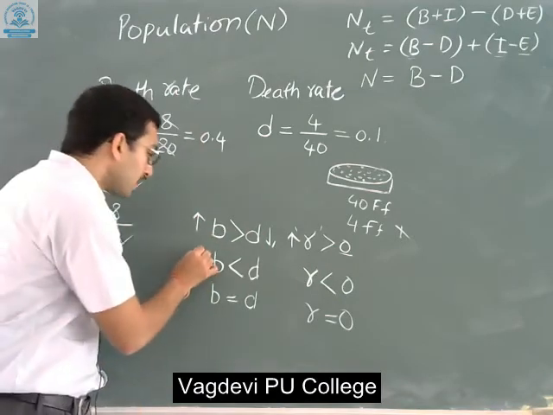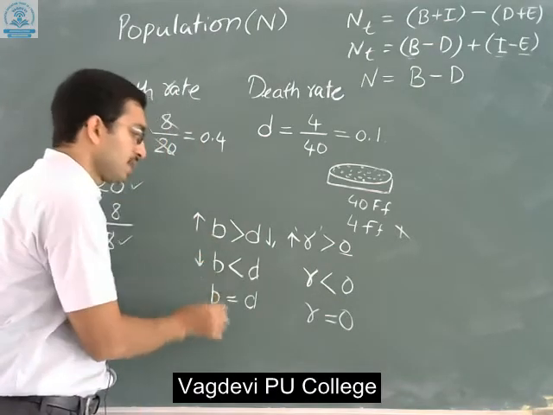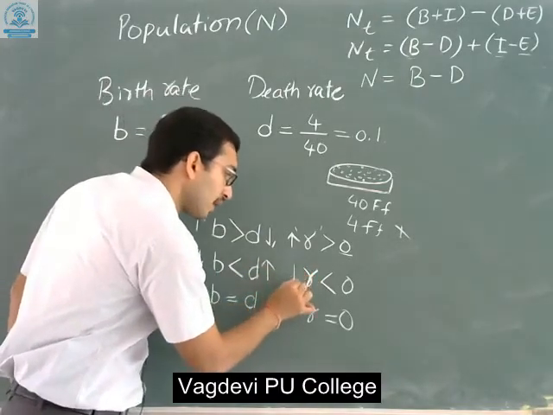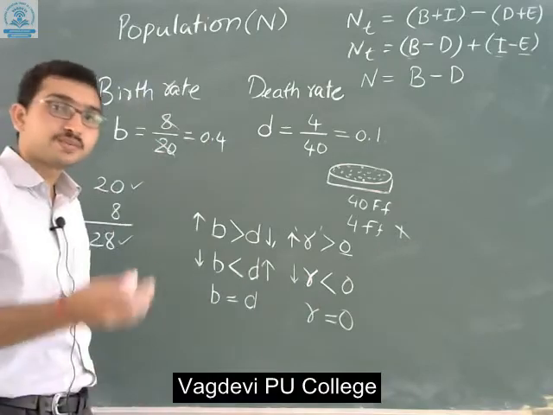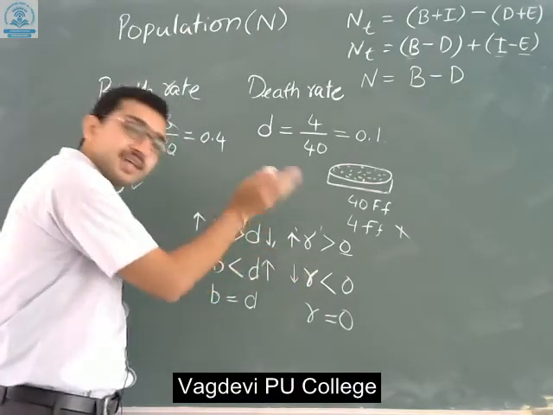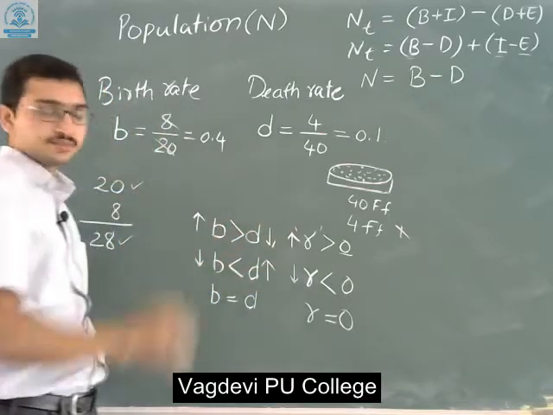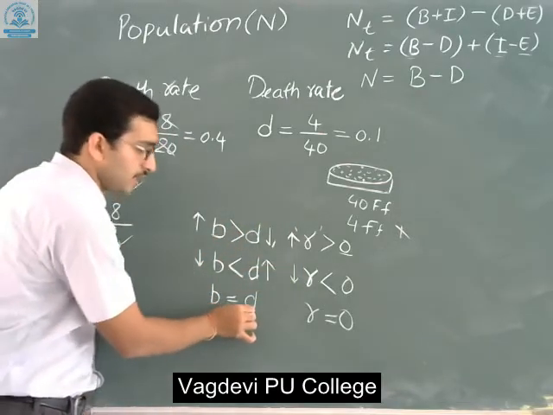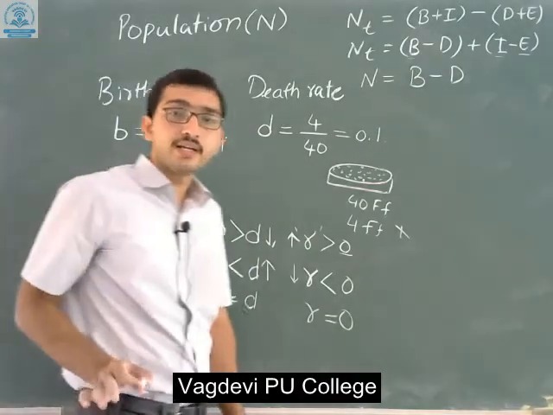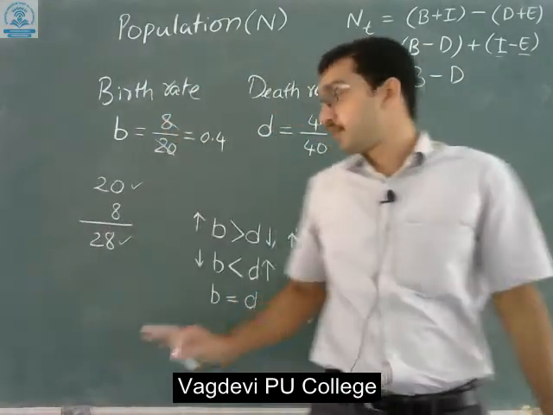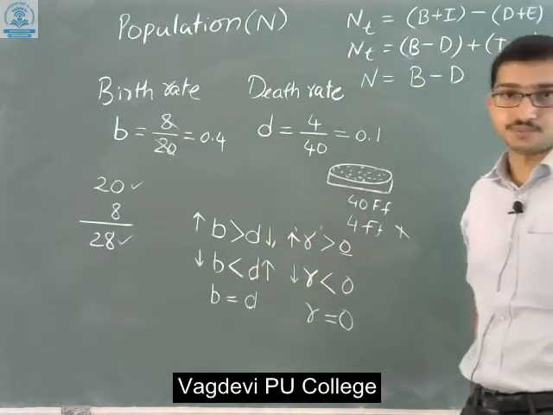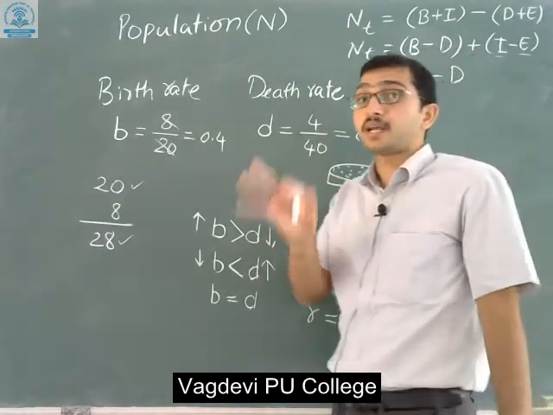If the birth rate is less and the death rate is more, then this r value will decrease, meaning it will be less than 0. Previously it was greater than 0, here less than 0. If both are equal, then the r value is equal to 0. Ultimately, the population density is dependent upon the birth rate and death rate as well as the r value. The r value means per capita growth rate.